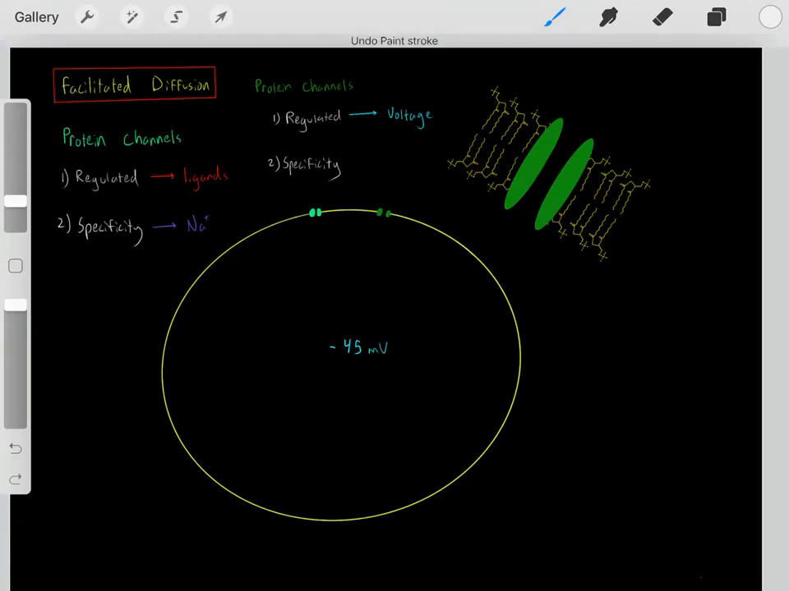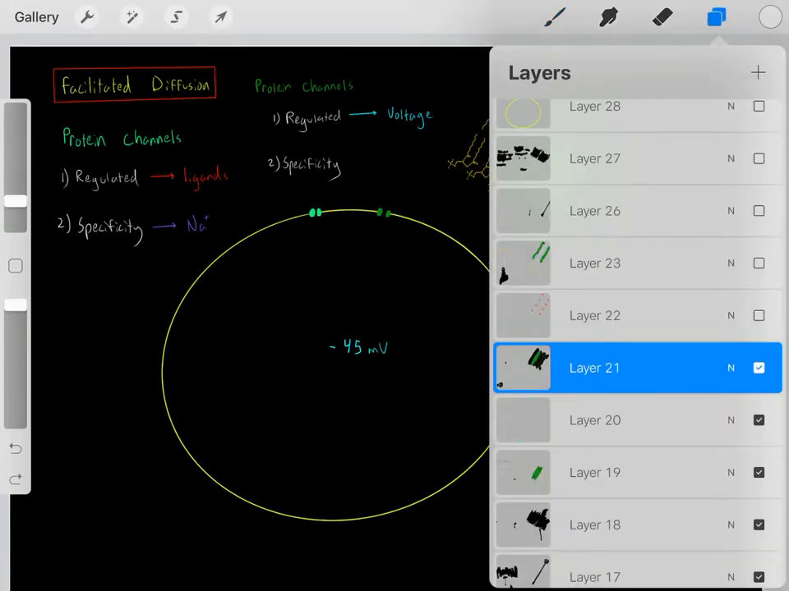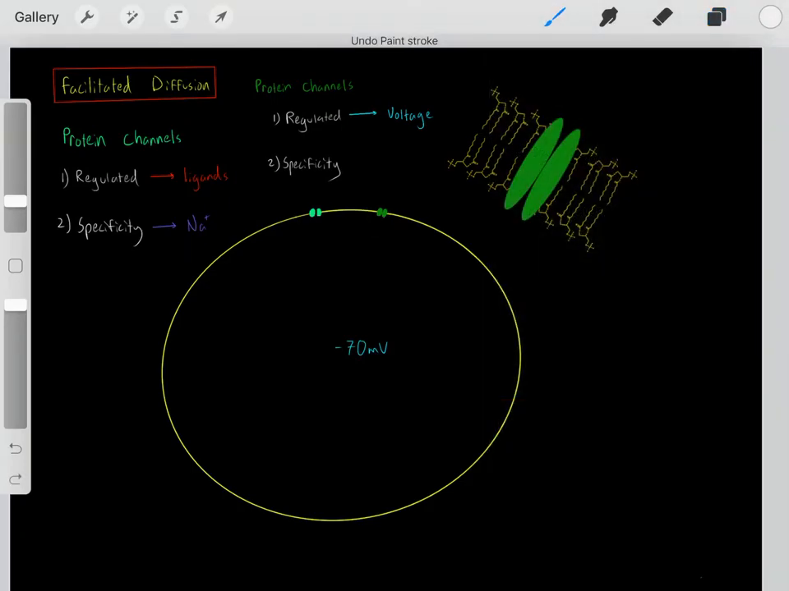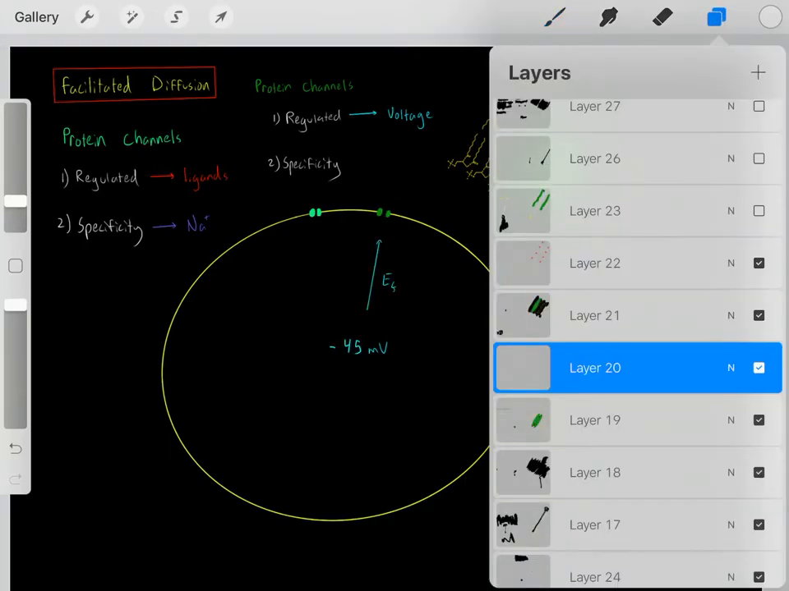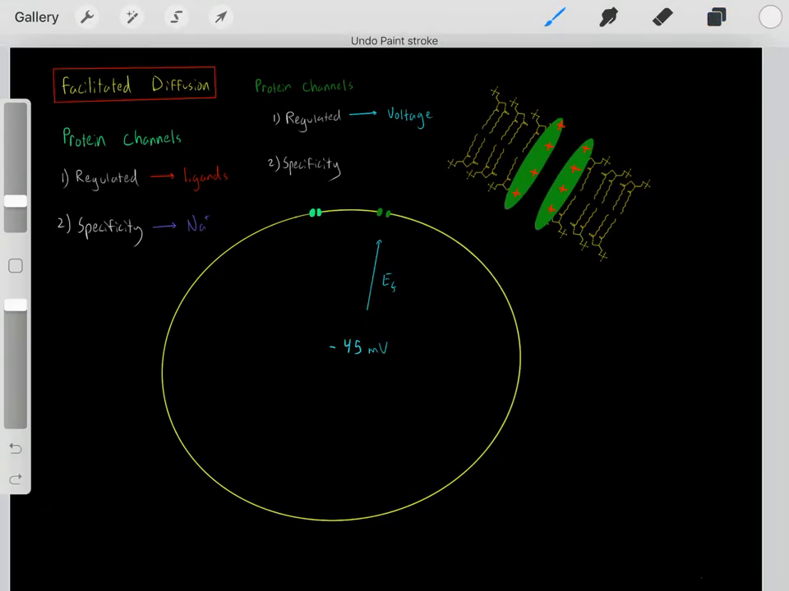So at negative 45 millivolts or above, the channel opens. At negative 70, the channel is closed. So clearly we can see it's the voltage that regulates whether the channel is open or not. So how does this work? Well, we know voltages create these electric fields.